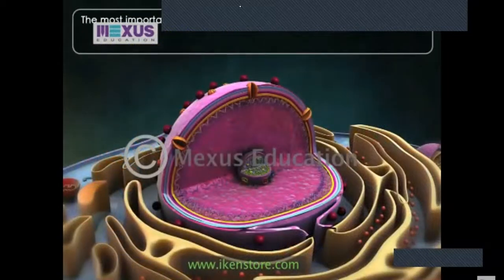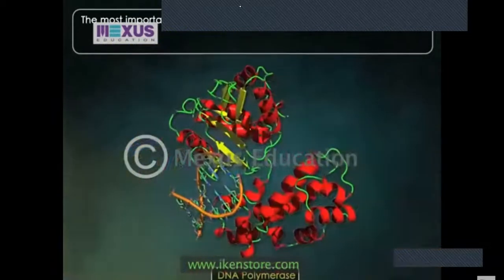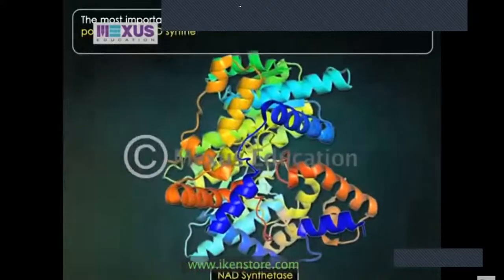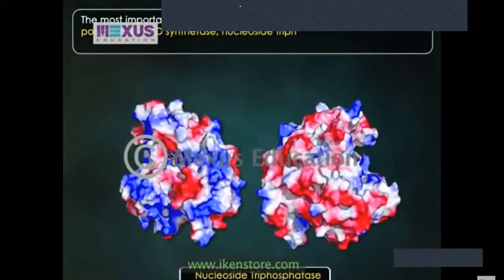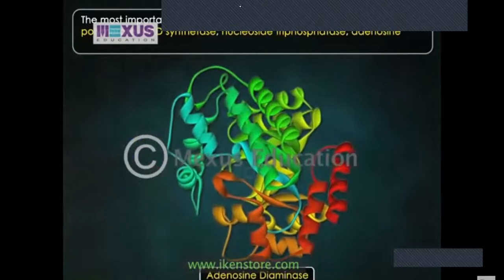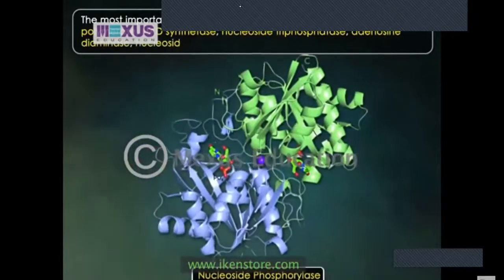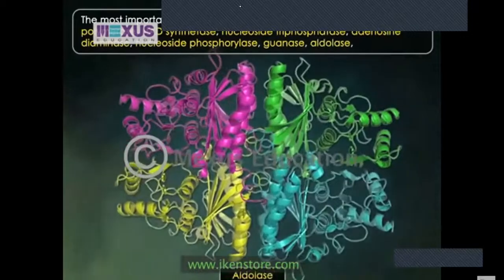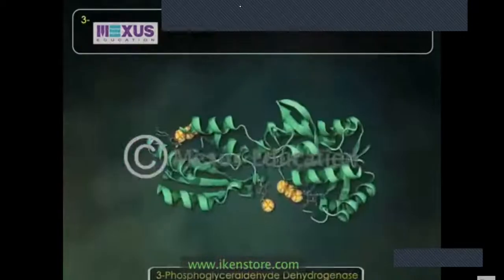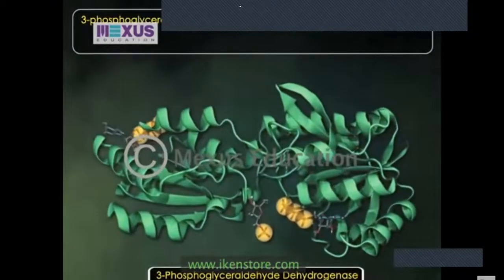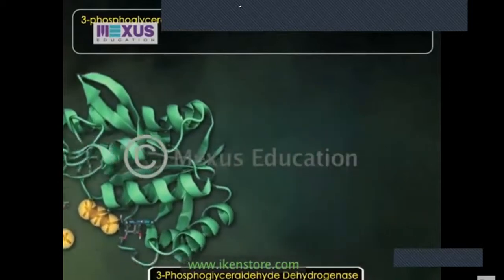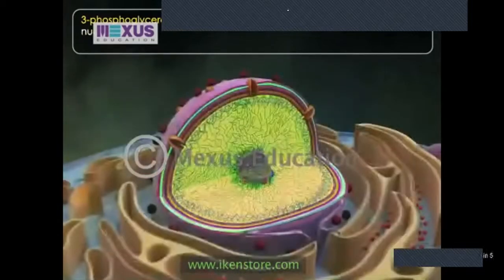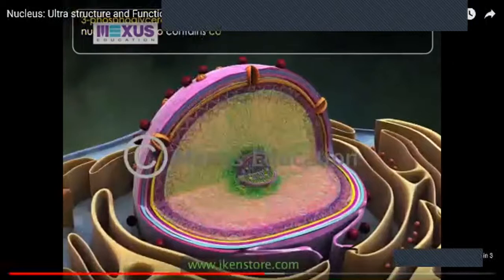The most important nuclear enzymes are the DNA polymerase, RNA polymerase, NAD synthetase, nucleoside triphosphatase, adenosine deaminase, nucleoside phosphorylase, guanase, aldolase, enolase, 3-phosphoglyceraldehyde dehydrogenase, and pyruvate kinase. The nucleoplasm also contains cofactors and coenzymes.